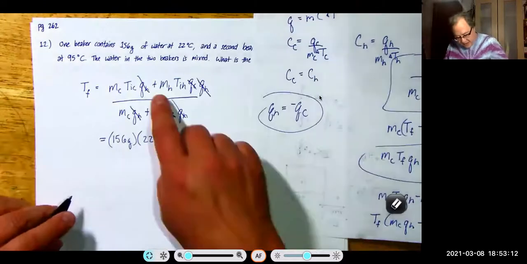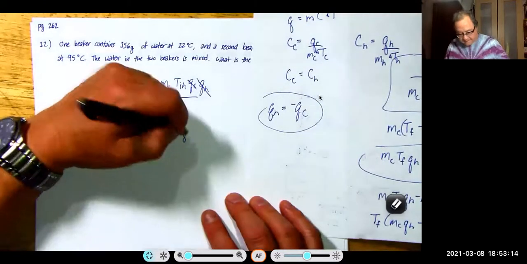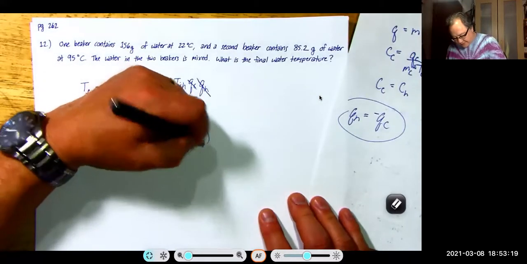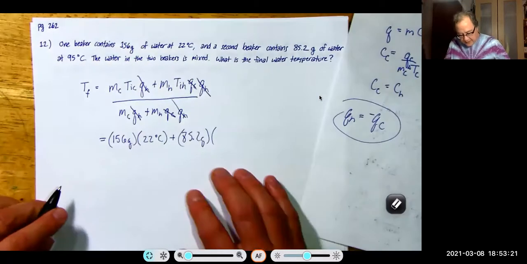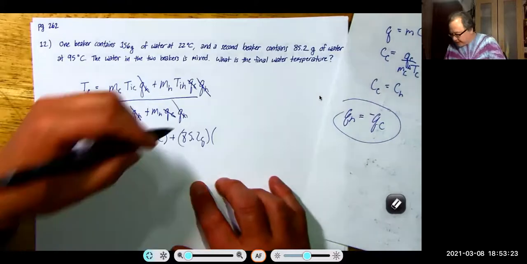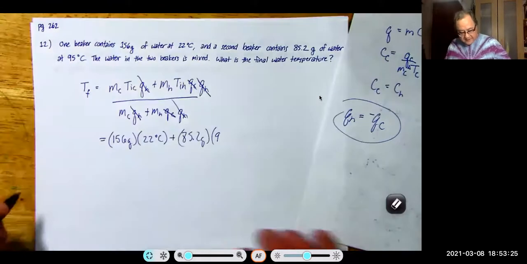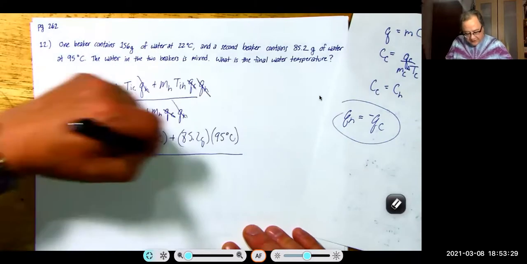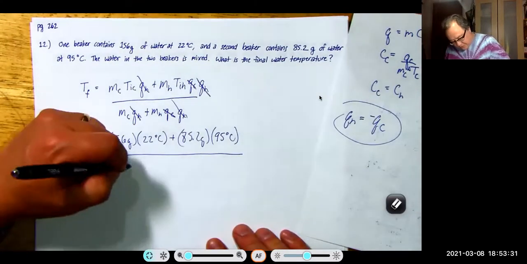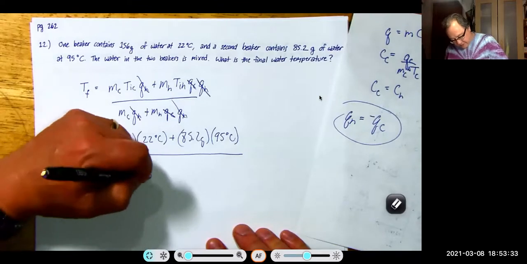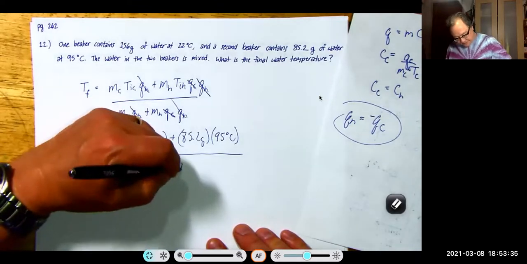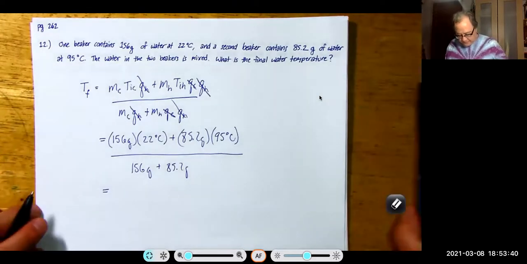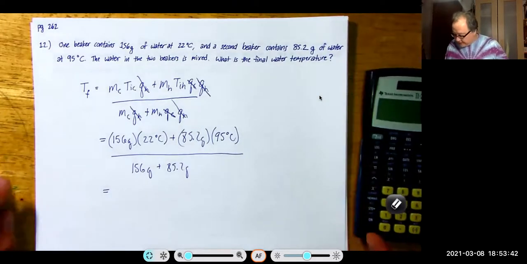So the mass of the hot is 85.2 grams. And the initial temperature of the hot is 95 degrees Celsius. And all this divided by the mass of the cold, 156 grams plus 85.2 grams. All right. So let's see what we get.